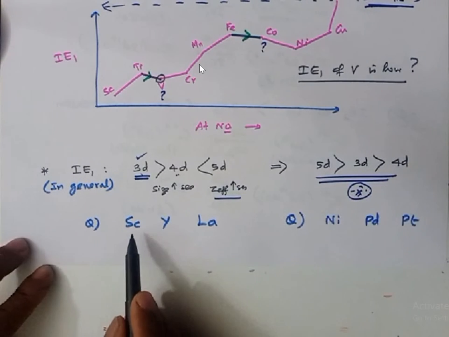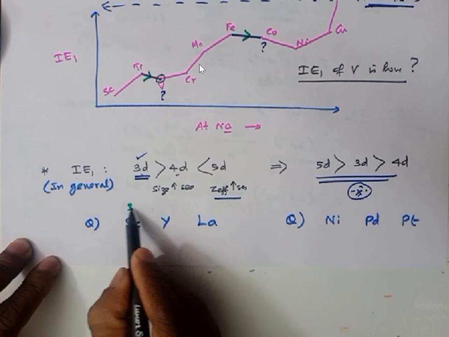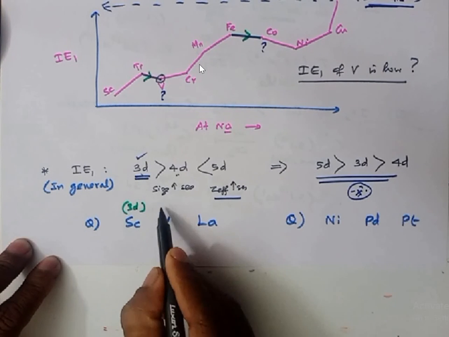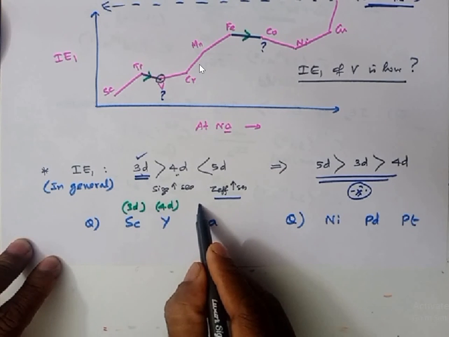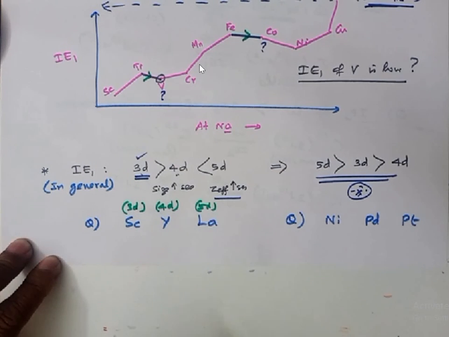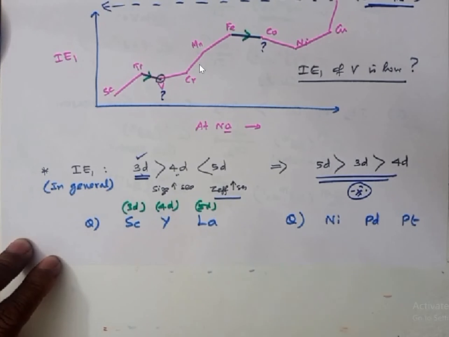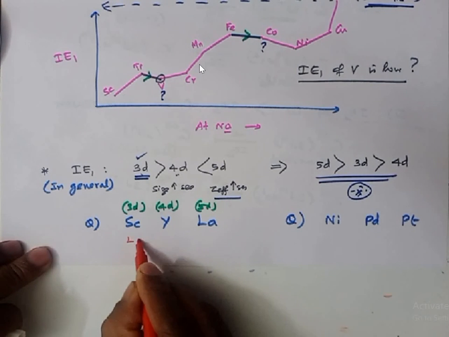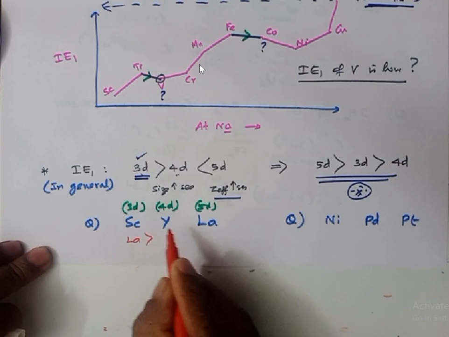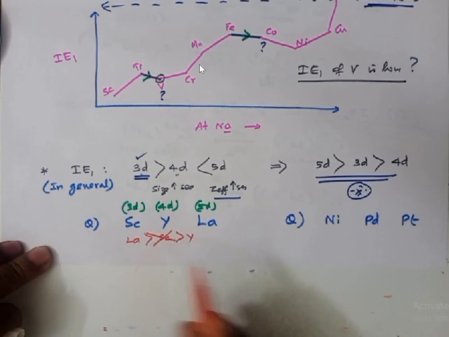Exceptions. If you compare scandium, yttrium, lanthanum: scandium is the first element of the 3d series, yttrium is the first element of the 4d series, and lanthanum is the first element of the 5d series. What is the expected order? The expected order is this: 5d elements are supposed to have high ionization energy, then 3d scandium, then yttrium. This is the expected order, but this is not observed.